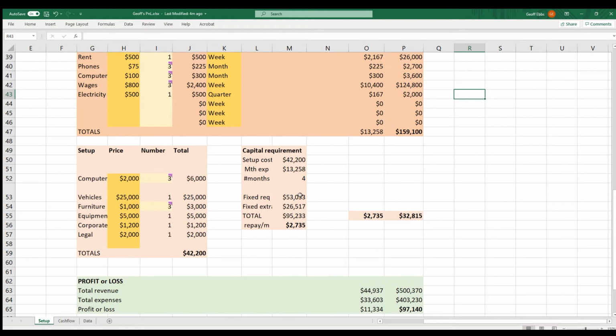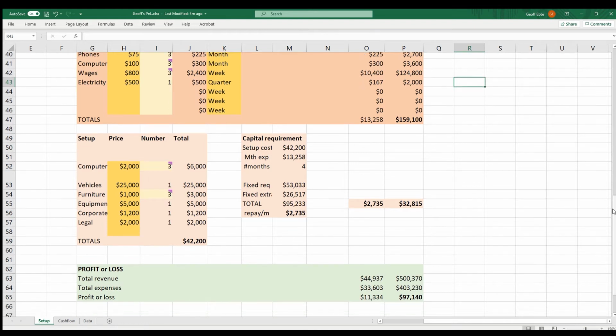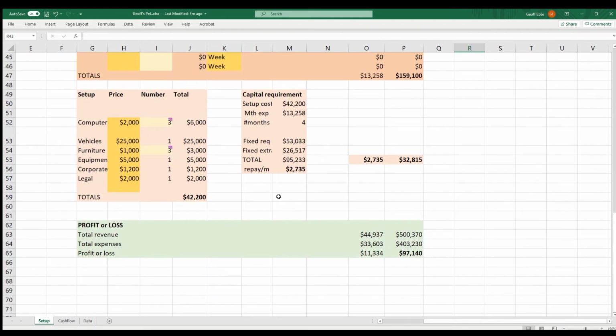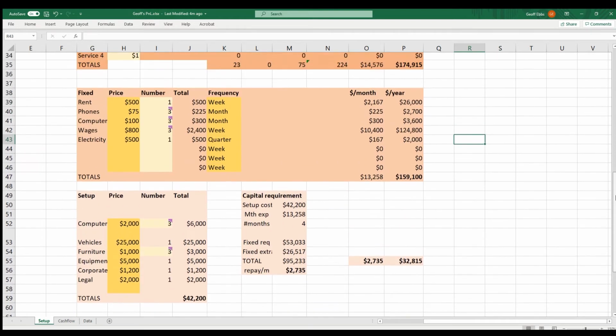So $53,000 for the fixed requirement, a little bit extra there, and some setup costs. So we are going to borrow $100,000, which means we're going to be repaying about $3,000 a month. We'll go into how we work out these numbers later. And that means that we're making about $11,000 a month in this business. So profit and loss, you understand it.